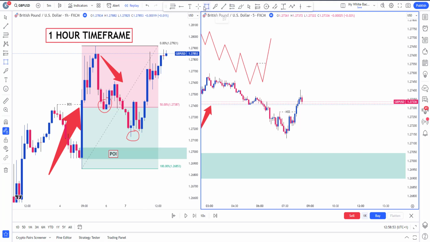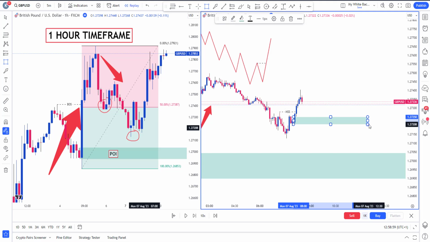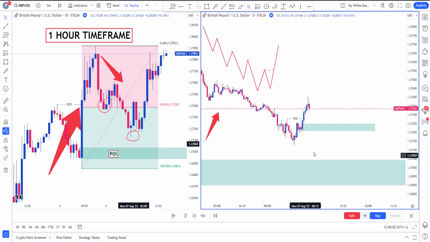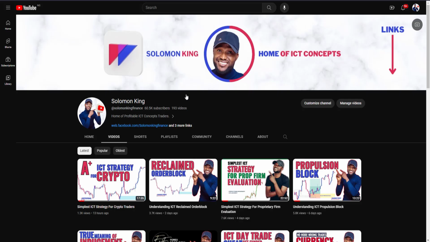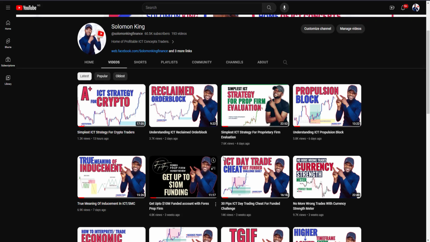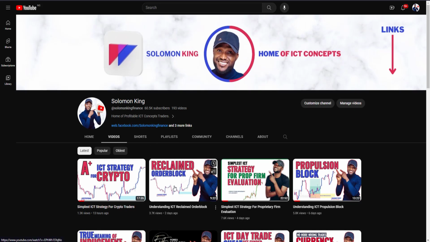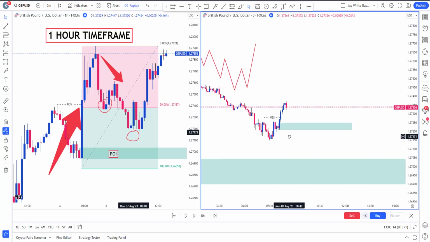This is an order block right here. This small candle is an order block. And then this guy is a mitigation block. If you want to learn all these terms from ICT, I have a complete video where I explain all these things on my YouTube channel. Just go through my YouTube channel and you're going to find all of them. So this is it. I marked this as my point of interest.